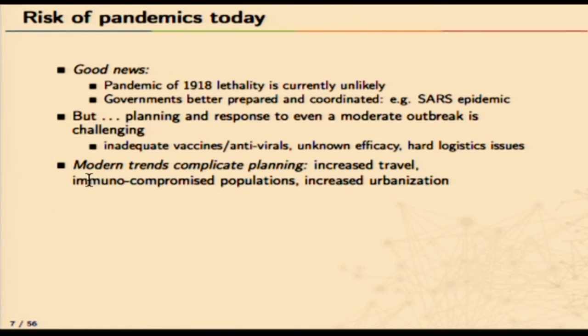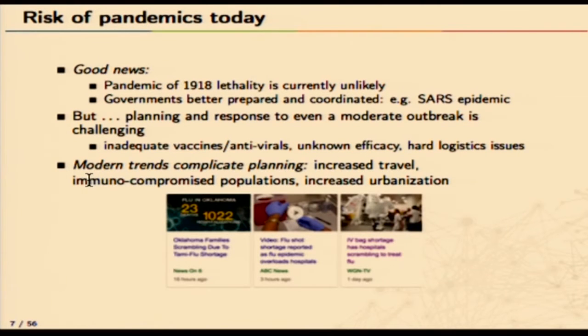But the other issue is even if you have a moderate outbreak, it becomes challenging. There's a shortage of vaccines and logistical issues. So if you've been following the flu outbreak, I don't know how many of you got infected, many cities in the US had shortages of antivirals and medical staff. So there were long lines in ERs. And the other thing which is happening is modern trends are increasing the risk. There's more travel, there are immunocompromised populations, and urbanization, so more people are densely packed.